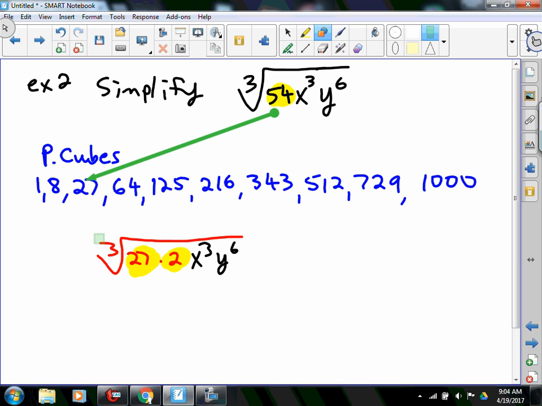So because of this third root of 27, does anybody know what is going to come out from underneath the radical? It happens to be my favorite number. We're going to get a 3 out. The third root of 27 is 3. What about the third root of x cubed? Isn't that going to be x? And then what about the third root of y to the sixth? It would be y to the sixth divided by 3, y to the second power, good.